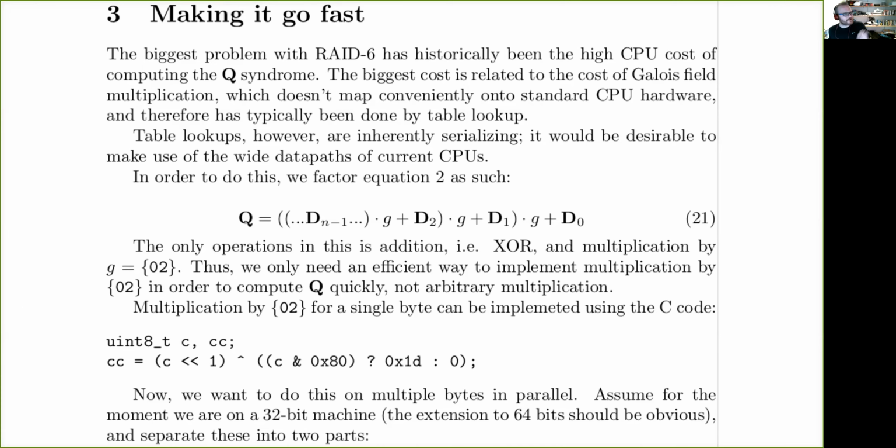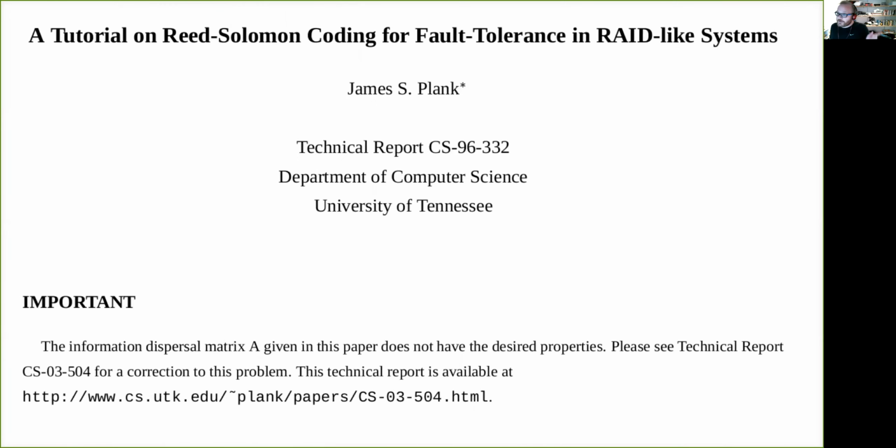So that's the RAID 6 case. This paper points to another paper which says, here's a great tutorial on Reed-Solomon code. It goes a little bit more in depth into what the Galois fields are, etc. But really interesting is this is from 1996, and he's got the flag in front of it now: important, the dispersal matrix I gave you is not correct. But the paper otherwise makes sense, which is interesting, right? It makes sense, but the matrix I told you to use isn't correct.